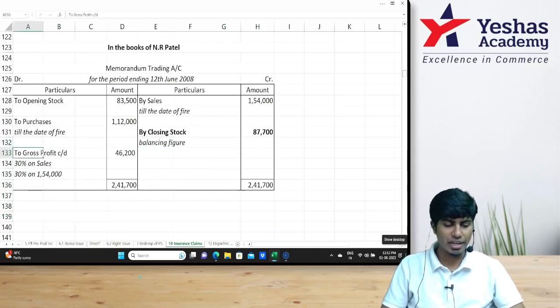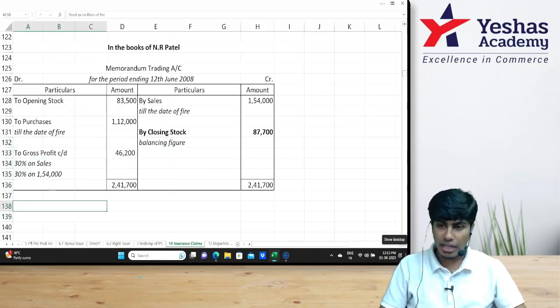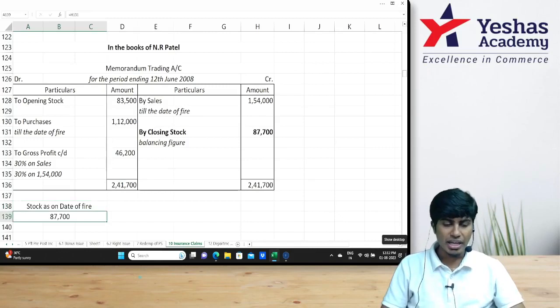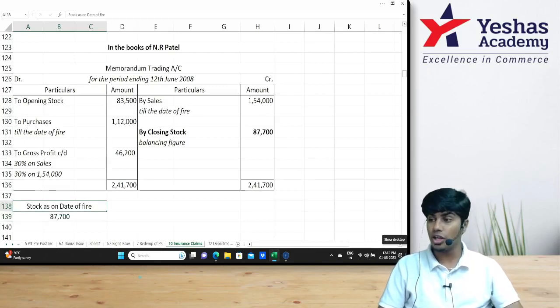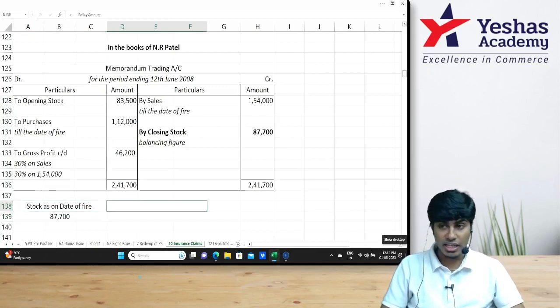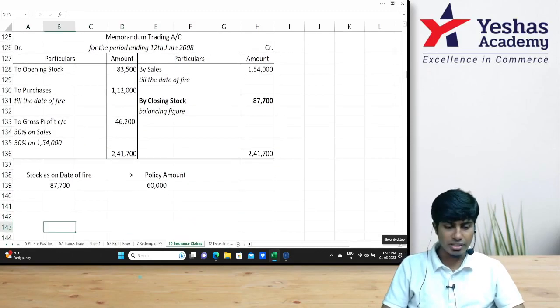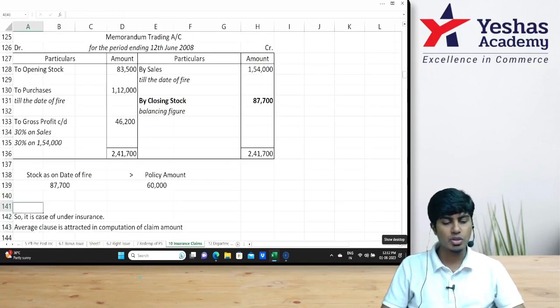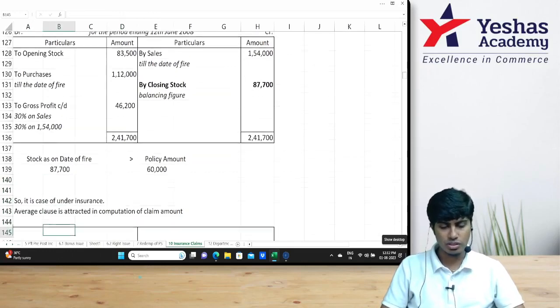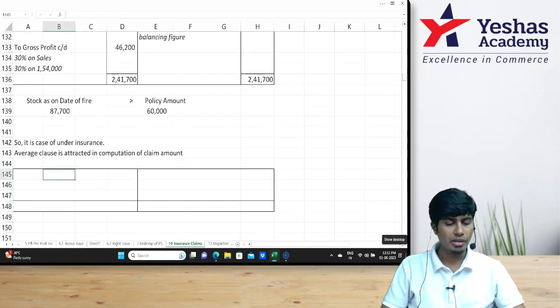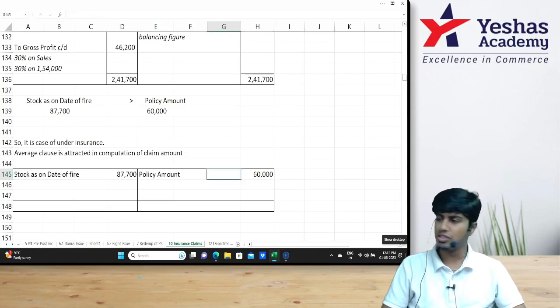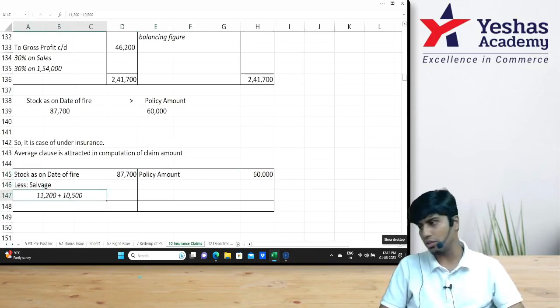Now we should identify the claim. Shall we do the claim computation? Stock as on date of fire is 87,700. How much is the insurance policy for? 60,000. This is under insurance. Policy is taken for lesser value. We'd have to write this: this is a case of under insurance. So we'd have to apply the average clause to find out the claim amount. How do we apply? Very simple. Stock as on date of fire 87,700, policy amount 60,000. Deduct the stock salvage, 11,200 plus 10,500.